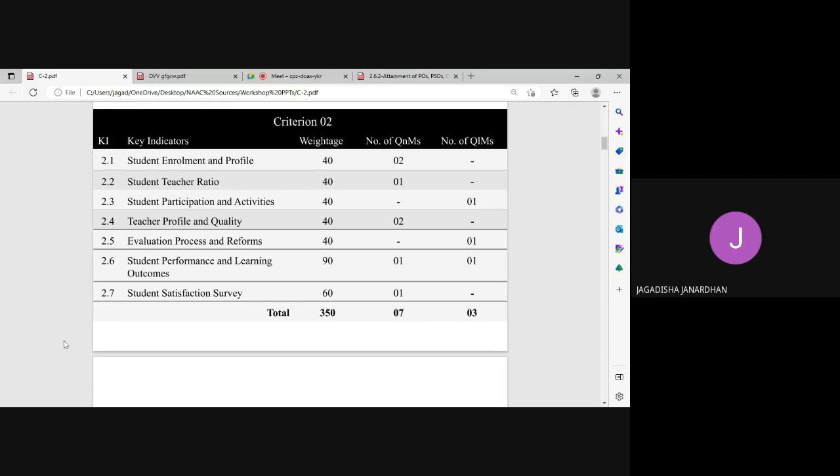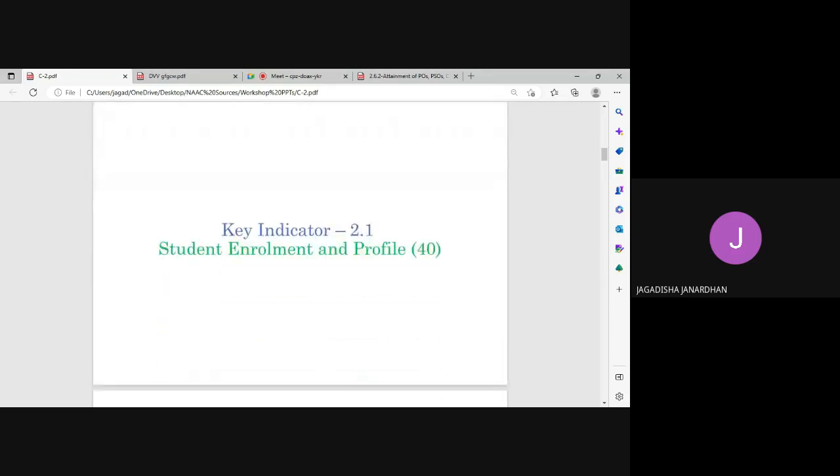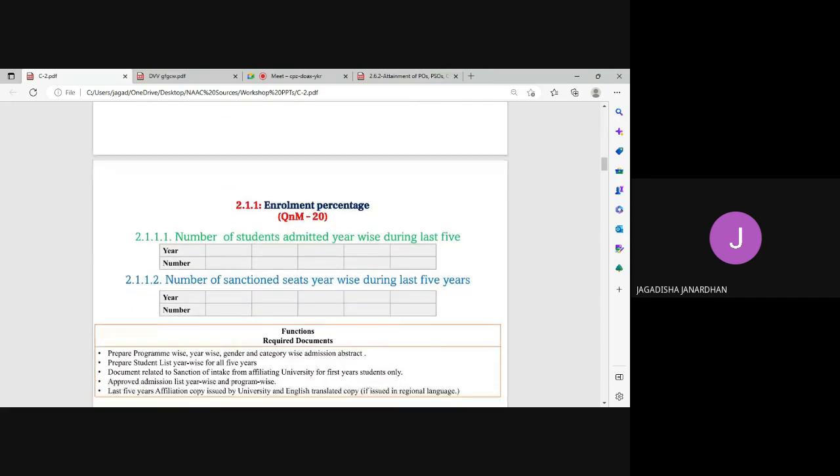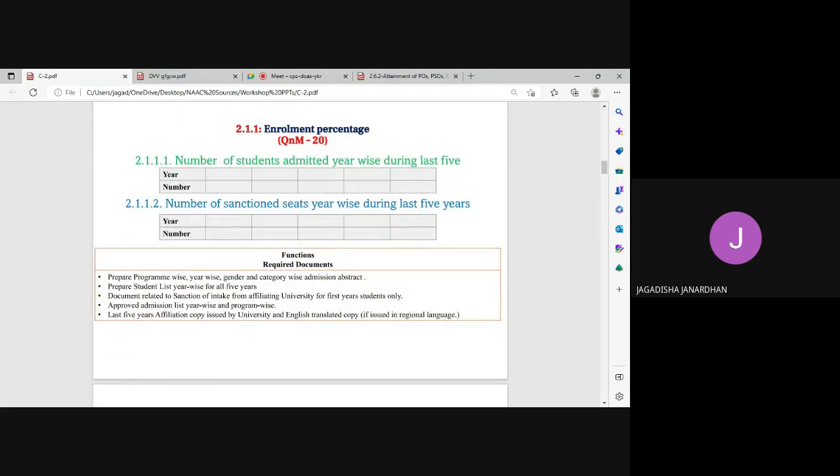Questions. Now let us know about the first key indicator, that is student enrollment and profile. Key indicator 2.1, student enrollment and profile. Here, two pieces of information have to be provided. One is an Excel sheet, another one is the summary report.